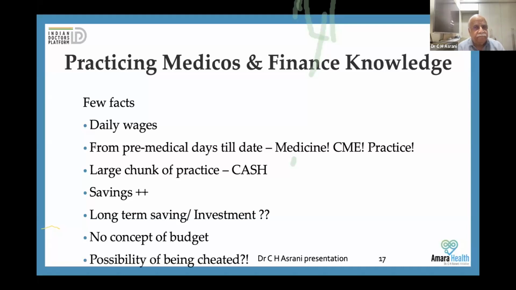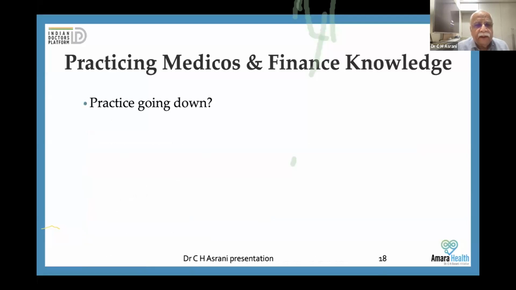Possibility of being cheated. We thrive on trust of our patients. So we tend to trust our patients a lot. Many of the doctors have got cheated by investing cash with their patients on interest basis, and the patient vanishes.